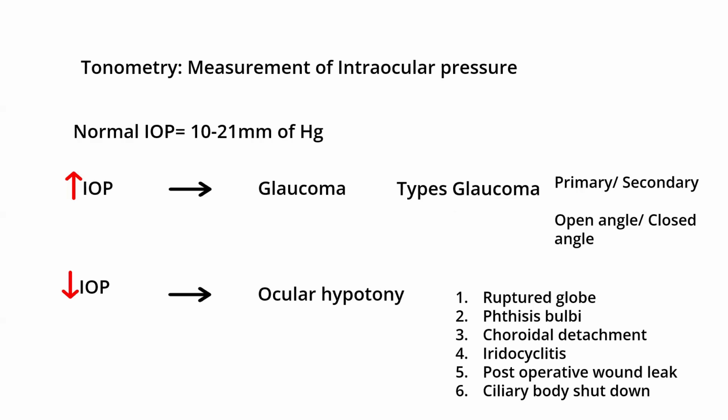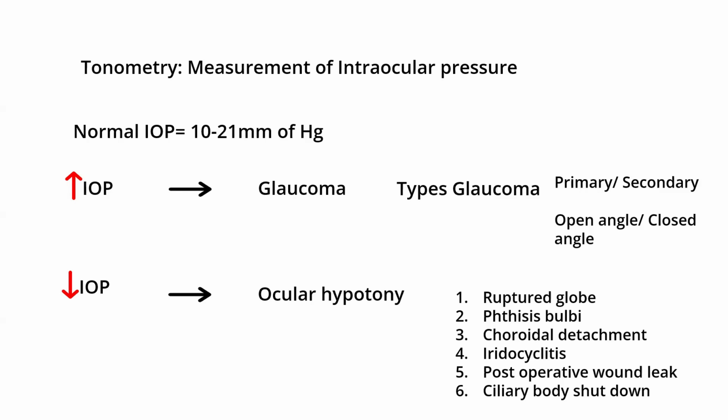So the eye, as a globe, has a pressure. Normal intraocular pressure is 10 to 21 millimeters of mercury. If the intraocular pressure is more than 21, we call it glaucoma. The questions might be, what are the types of glaucoma? You can either say primary or secondary, where primary has no reason, and secondary has a cause. Open angle or closed angle, depending upon whether the angle is open or closed. We'll learn about these in another video. Here we'll concentrate on the clinical skills.